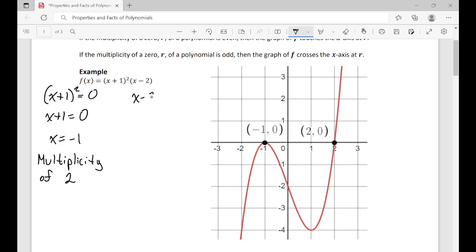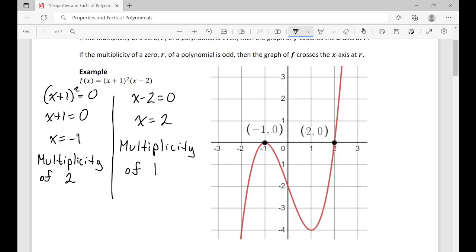Whereas we have x minus 2, we set that equal to 0, we're going to get just a plain 2. And this just occurs one time because this has an exponent of 1. So we can say that x equals 2 has multiplicity of 1, meaning it only occurs one time. Negative 1 occurs twice, positive 2 occurs once. And since it occurs only once over here, that means it's odd and it crosses. So if it's an even multiplicity, it will touch at that point on the x-axis. And if it's an odd multiplicity, it will cross that point at the x-axis.